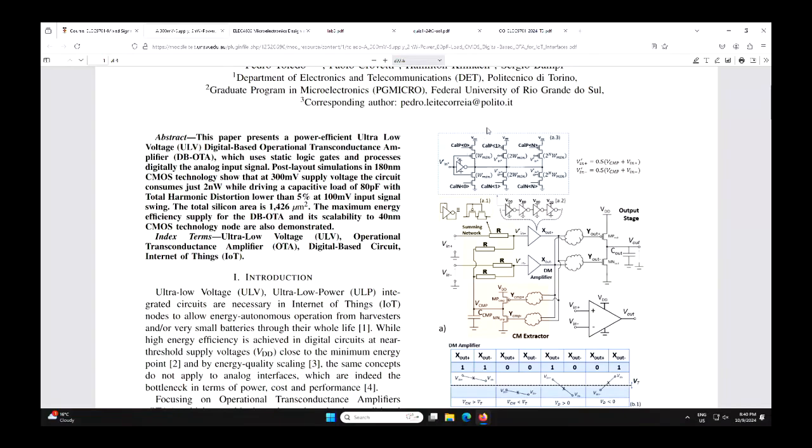So it shows digital circuit-based OTAs that use statistical digital logic gates instead of the classic differential circuits to process the signal to get lower consumption. So let me introduce the circuit details.